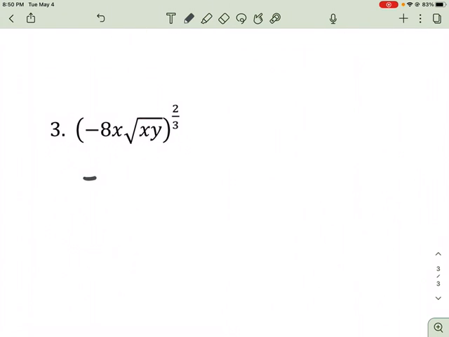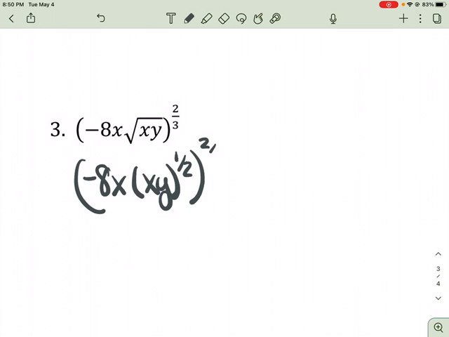All right, so here we have negative 8 times x times y to the 1/2, the whole thing taken to the 2/3 power. Because I changed my radical to the 1/2 power, everybody's being taken to the 2/3. So that means everybody gets one. So negative 8 to the 2/3, x to the 2/3.